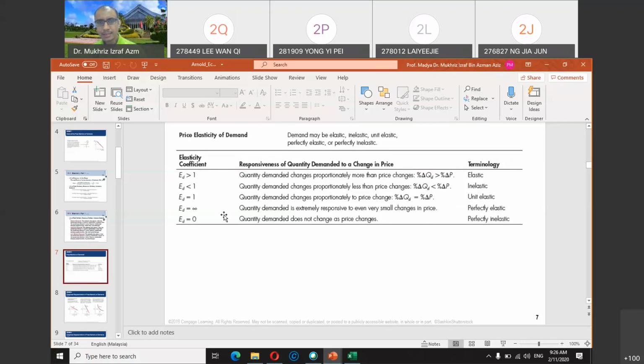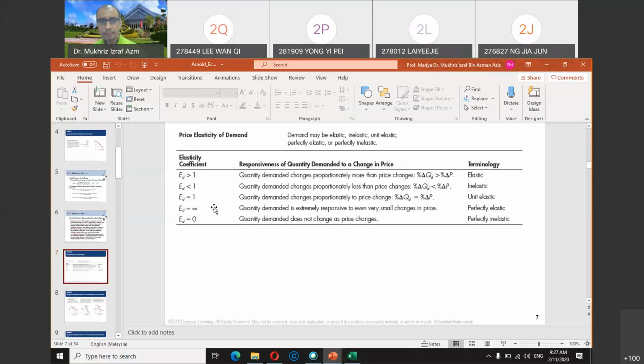The last two are extreme cases, meaning you can also have a perfectly elastic or perfectly inelastic demand curve. For perfectly elastic, the value should be infinity. If it is perfectly inelastic, the value should be zero, meaning that any change to the price, the quantity does not change at all, so it equals zero. Infinity means a very small change in price will lead to a very, very big change in quantity, so the elasticity of demand can go up to infinity.